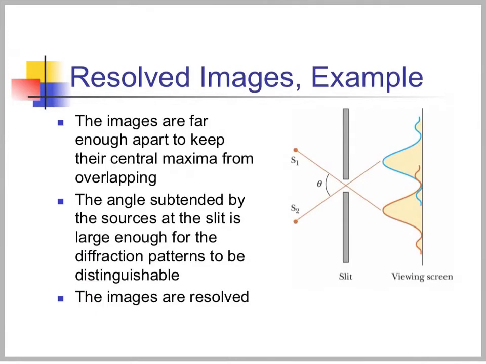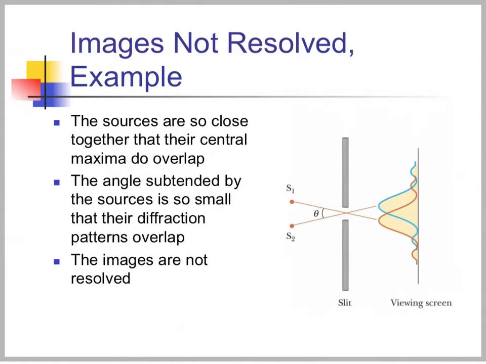So here, if I'm looking through these two objects through a slit, if the images are far enough apart, that is, the light coming through them, the central maxima do not overlap at all, then they are just able to be resolved. The angle subtended by the sources at the slit is large enough for the diffraction patterns to be distinguishable. If the sources are so close that their central maxima do overlap, then the angle subtended by the sources is small and the diffraction patterns overlap, and I can't see them as two different objects. The images are not resolved.